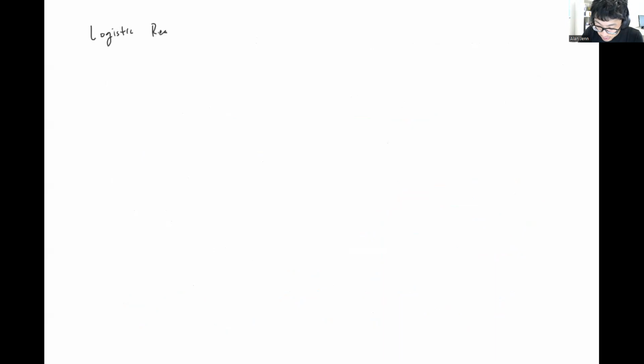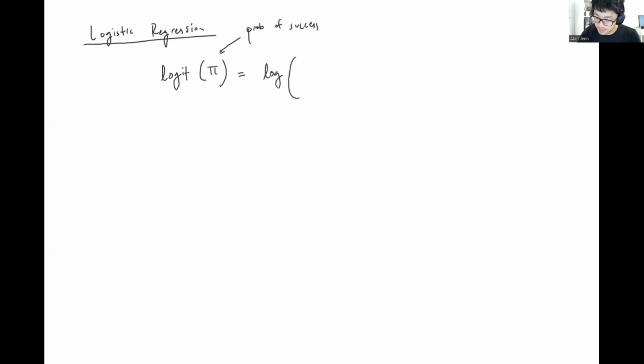So logistic regression. That looks something like this: logit pi, where this is the probability of success, is equal to log of pi over 1 minus pi, which is equal to beta naught plus beta xi for each of your choices, k.